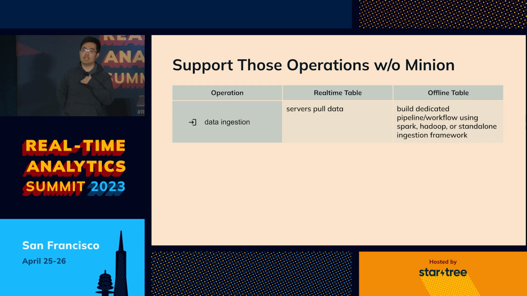To perform data ingestion for a real-time table, if we are not using Minion, then Pinot servers natively support pulling data from a list of data sources like Kafka, Kinesis, and others.